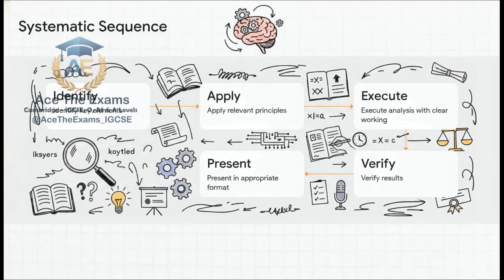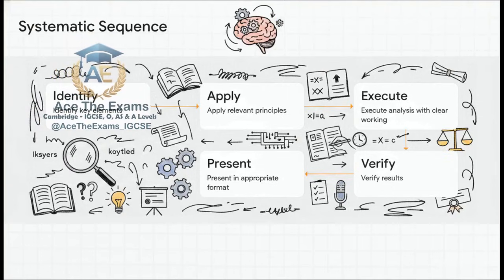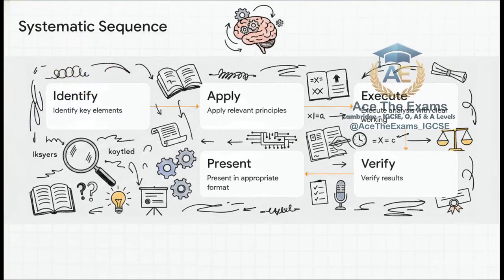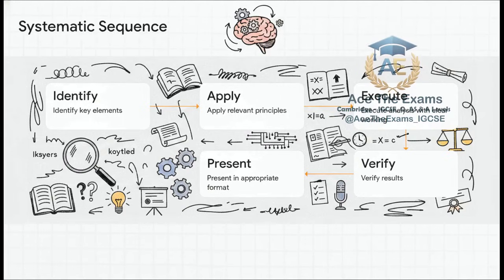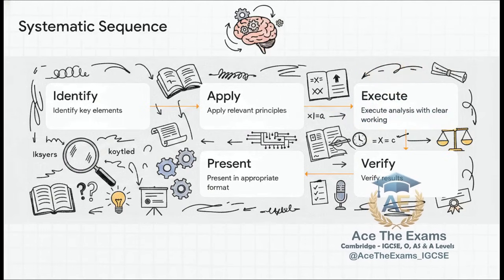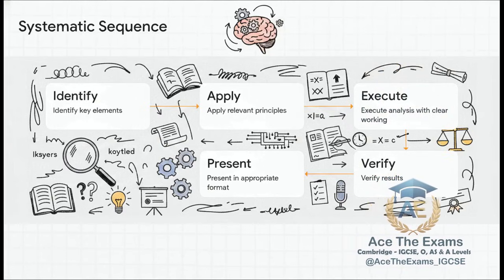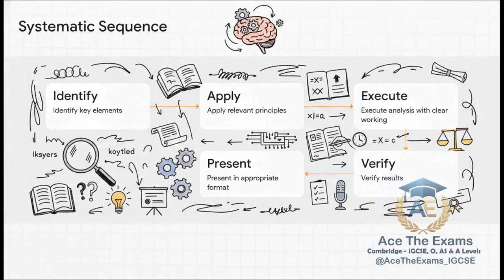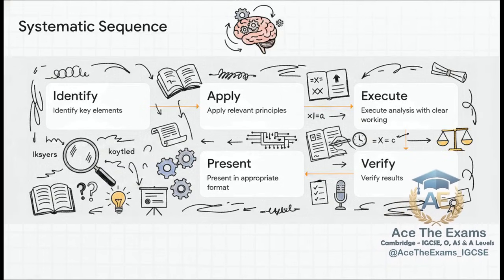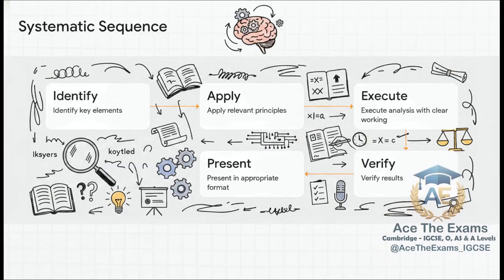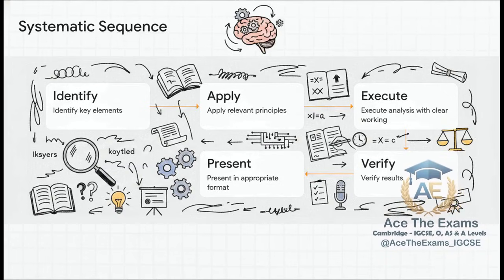Knowing the theory is great and all, but actually sitting there in the exam hall, that requires a really systematic method. You should mentally walk through this 5-step sequence every single time you see an IAS question. First, identify the key elements. Second, apply the relevant principles. Third, execute your analysis with crystal clear working. Fourth, verify if your results actually make logical sense. And finally, present them using the correct terminology. This flow isn't random. It perfectly matches how examiners build their marking schemes.